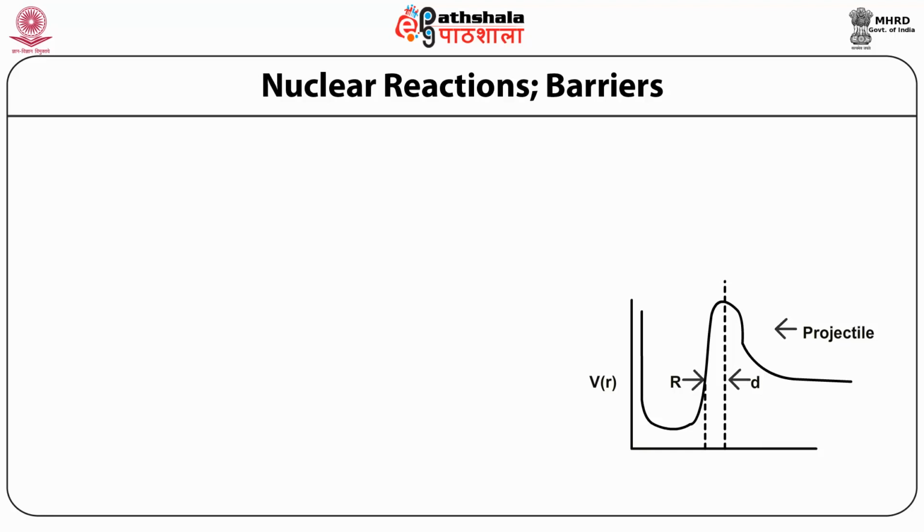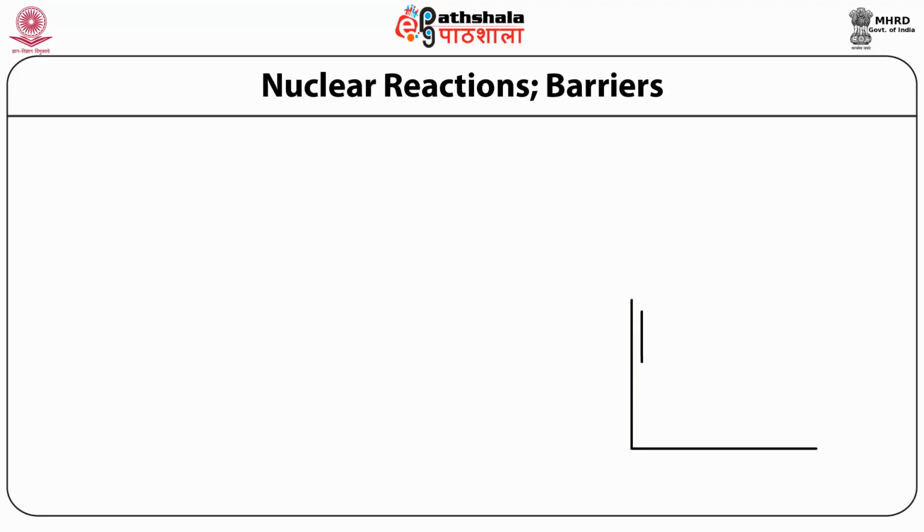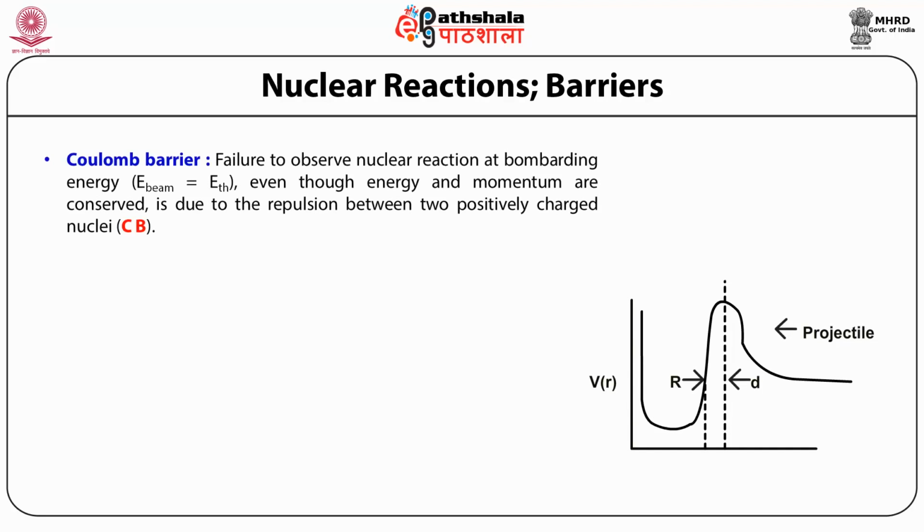So this is another condition. One condition is the threshold energy. Another energy condition is posed by the Coulomb barrier. So failure to observe a nuclear reaction at bombarding energy E beam equal to E threshold, even though energy and momentum are conserved, is due to the repulsion between two positively charged nuclei. Here in the picture on the right hand side, it is clearly shown that due to the Coulomb barrier, there is a potential hike which the projectile has to surpass.